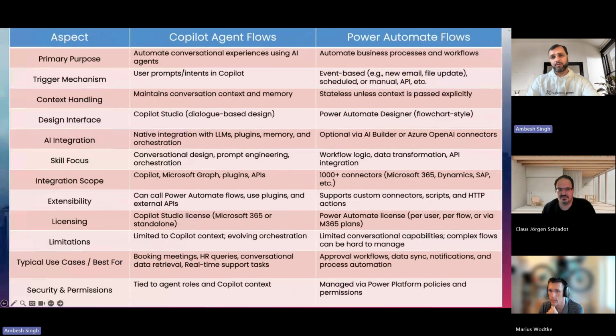Copilot Agent Flows and the Power Automate Flows serve different but complementary purposes within the Microsoft ecosystem. Copilot Agent Flows are designed to automate conversational experiences using AI-driven agents. They are triggered through user prompt or intent within the Microsoft Copilot and operate within a contextual memory-based session. These flows are built using the Copilot Studio, offering a dialogue-based design experience and tailored for natural language interactions.